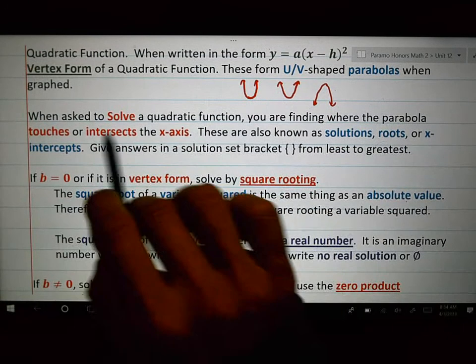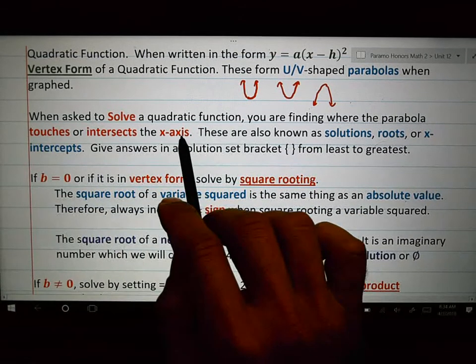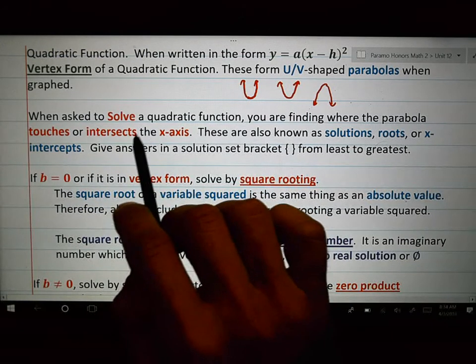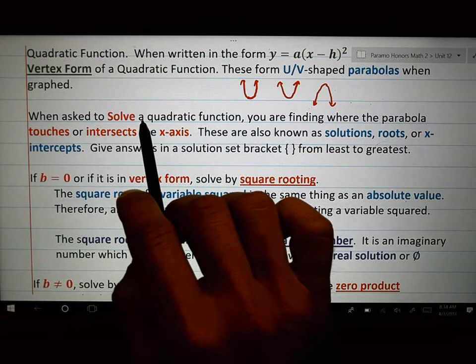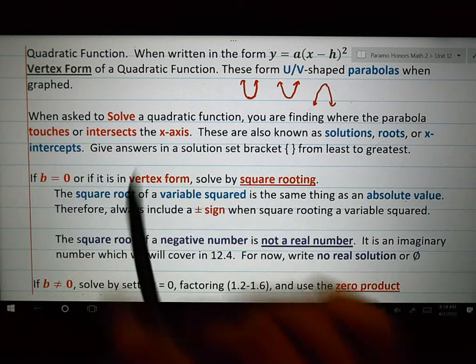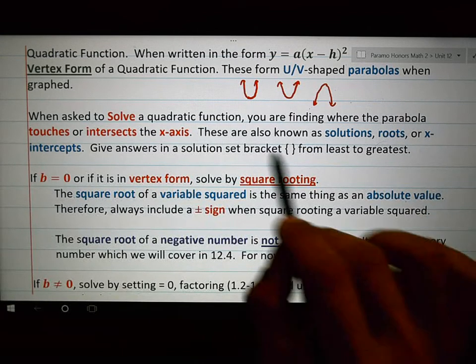You are going to be asked to solve quadratic functions, and that's where it touches or intersects the x-axis. That's what it looks like graphically. We're not going to do a lot of graphs in the worksheet that you have today, but I want you to know what it is, because when we get to the graphing part, that will hopefully make a connection between what we're doing here versus what we're going to do later.